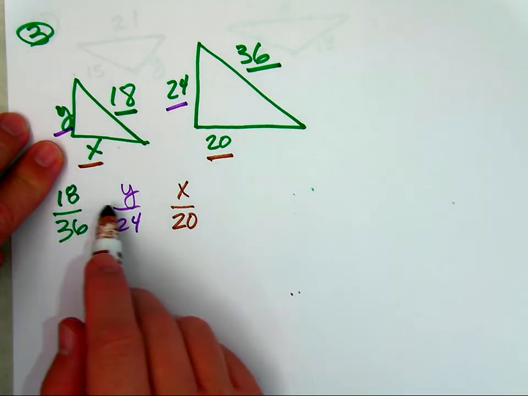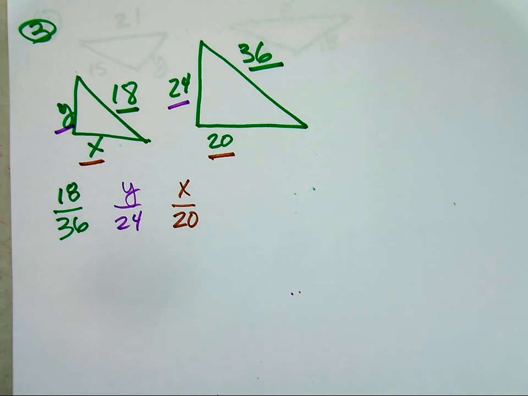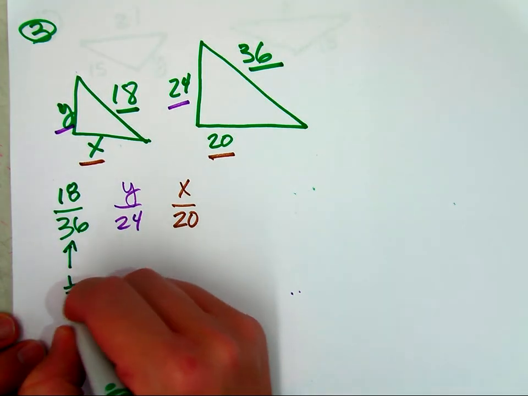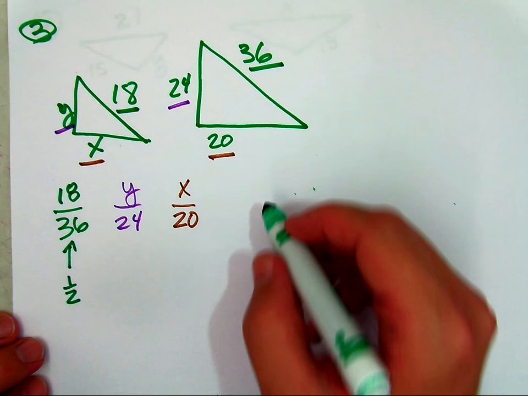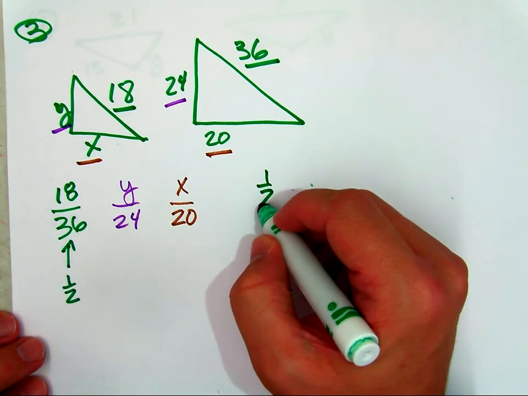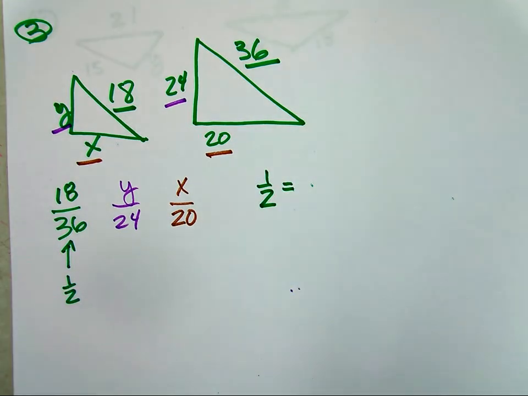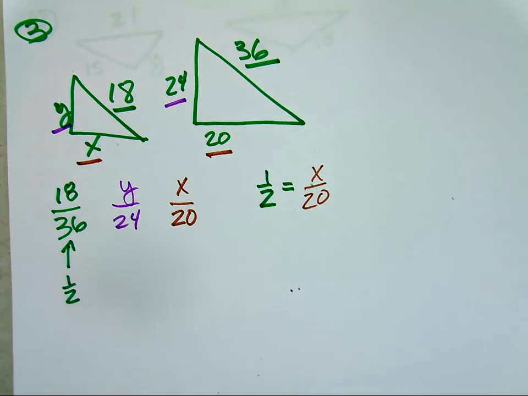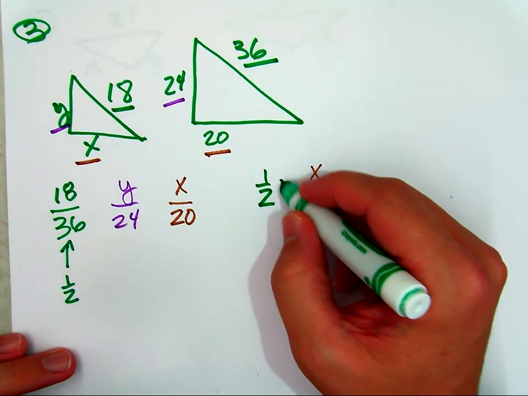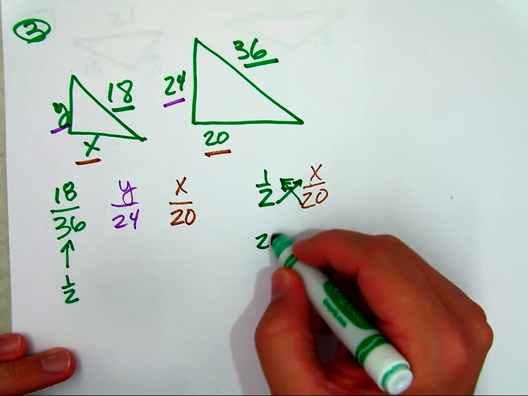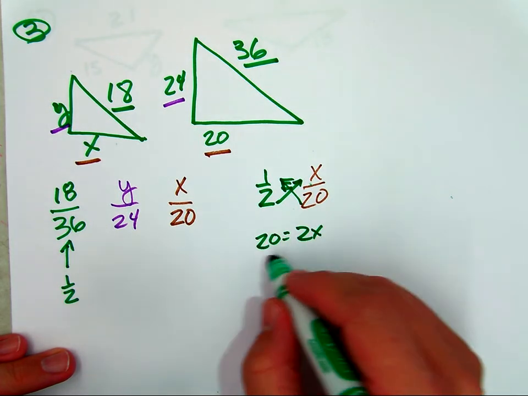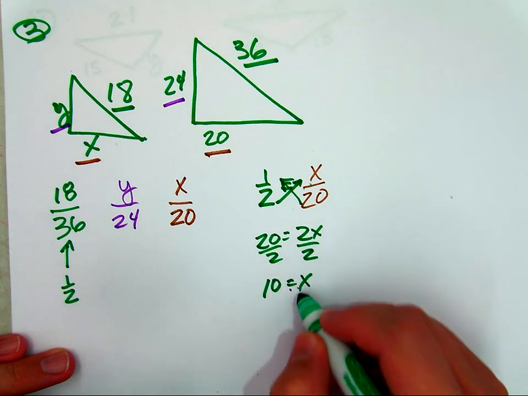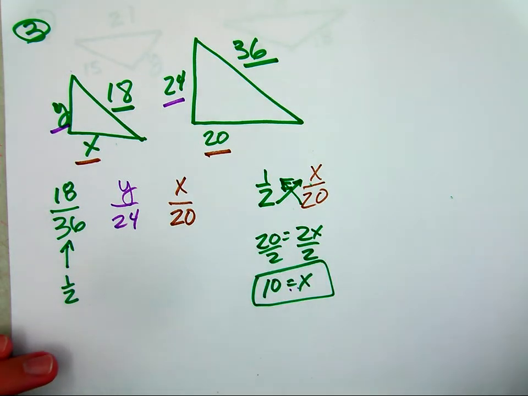In this case, the variables are on the left-hand triangle. I've always got my left-hand triangle on top. 18 over 36, that reduces for us, which will make life a little bit easier, to 1/2. So I set up my proportions. 1/2 equals x over 20. And that'll tell us how to get x. When I do my cross product, I get 20 equals 2x. Divide both sides by 2, and we get that x is equal to 10.